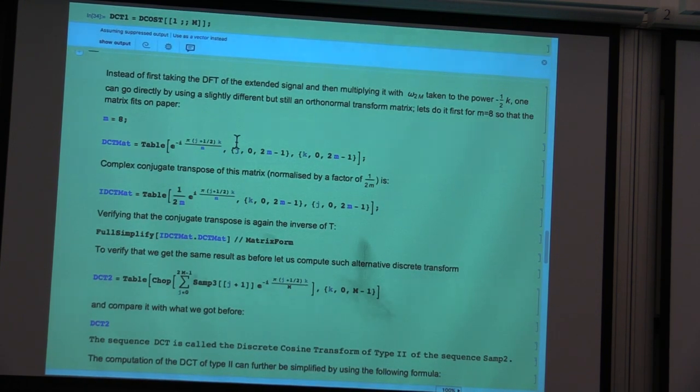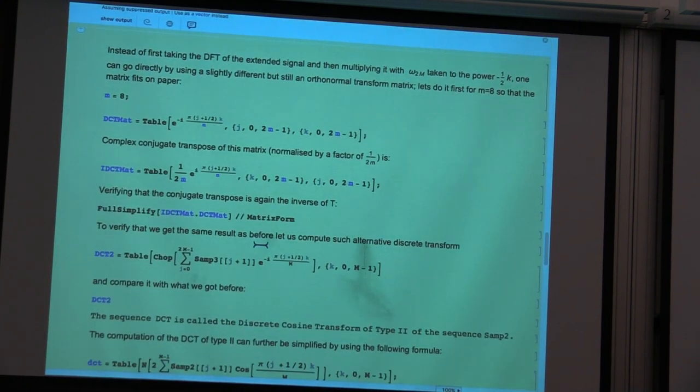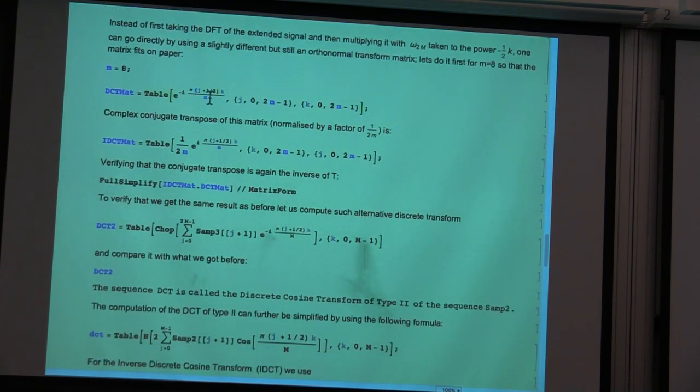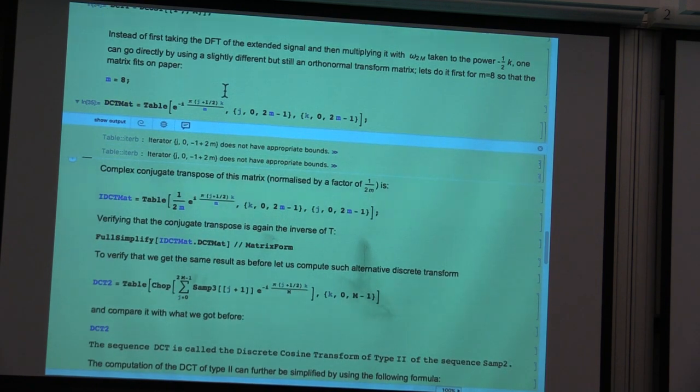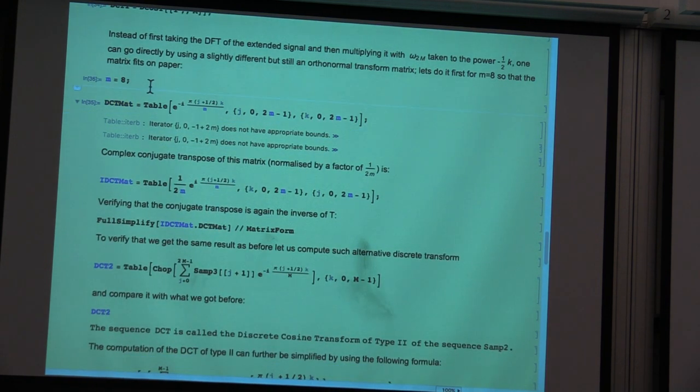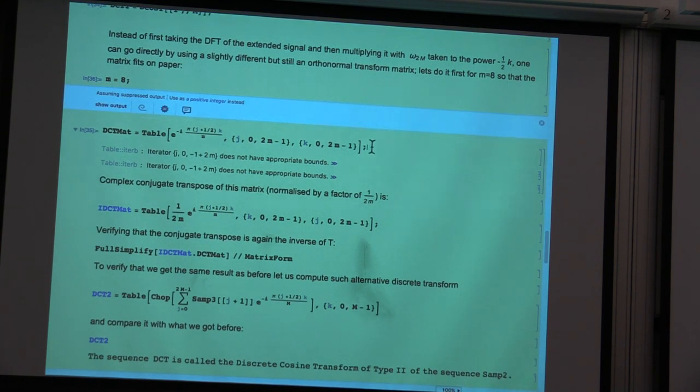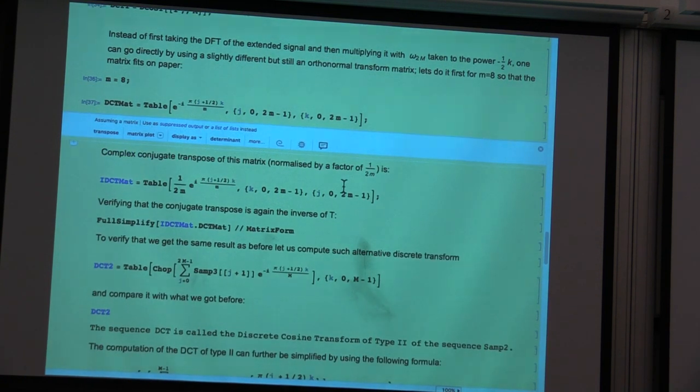A more elegant way to do it is to incorporate this rotation for k over 2 into the basis itself. Lo and behold, instead of perfect powers of the roots of unity, you introduce ones that are shifted by one half, right? So now it's easy to see that this matrix, with m equal to 8, and you will see why we take 8, right?